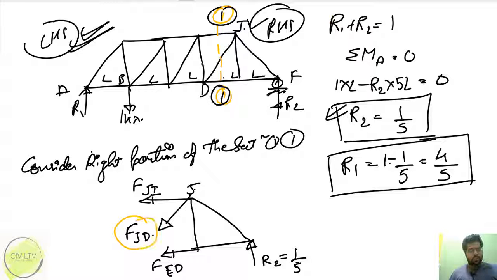I am only concerned about this joint. मुझे सिर्फ इस joint से मतलब है. I am not concerned about this joint and this joint. मुझे basically diagonal member का influence line diagram निकालना है, right? So the diagonal member is FJD, है ना. और ये एंगल कितना है, 45 डिग्रीज.